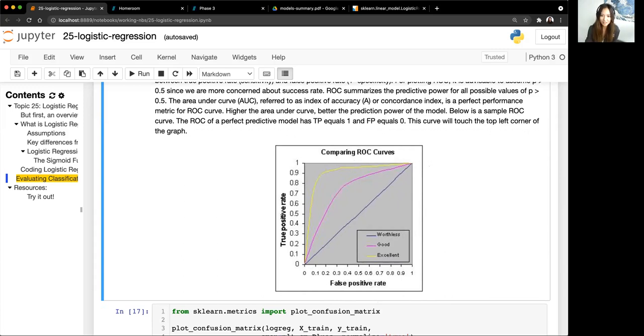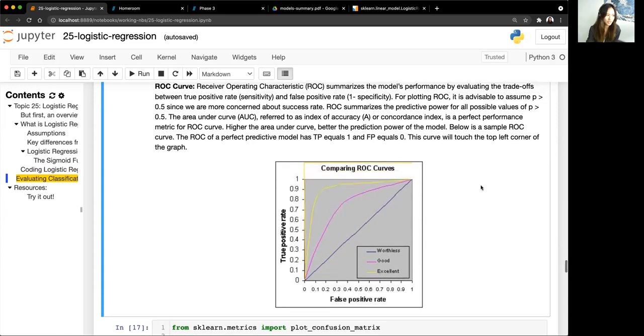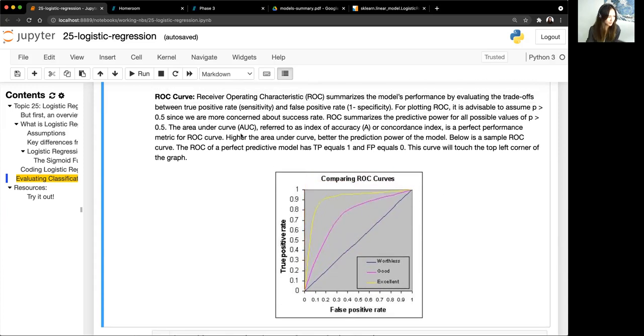So an ideal ROC curve will look something like, oops, I'm trying to draw it, will literally look like this. This would be a perfect ROC curve, which you rarely get in practice. As you can see here, this diagonal line over there is a worthless ROC curve. And as you get closer and closer to the top left edge, it gets better. So this looks at your trade-off between your false positives and false negatives.